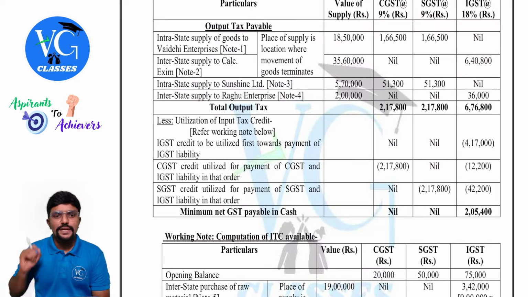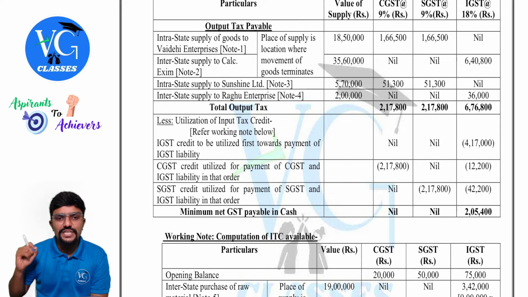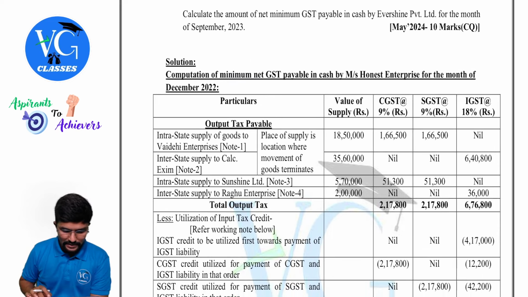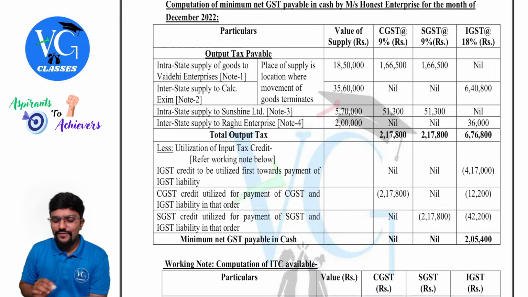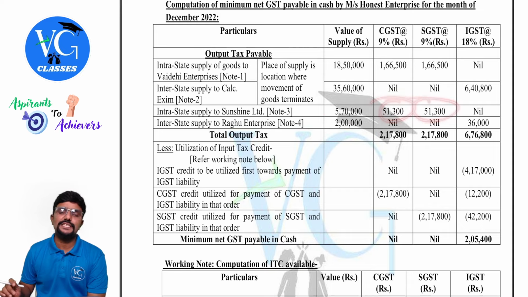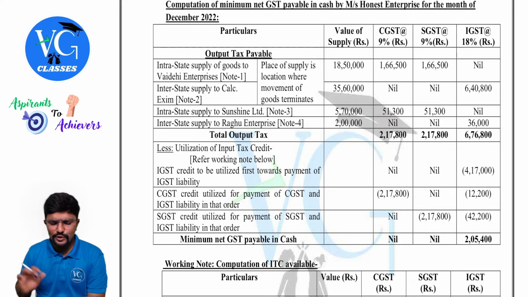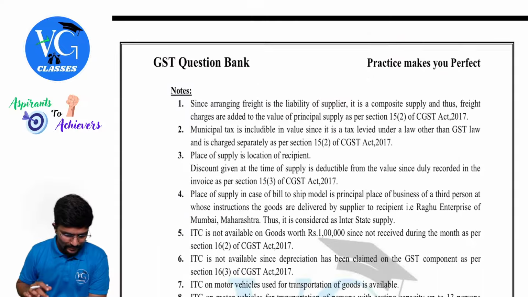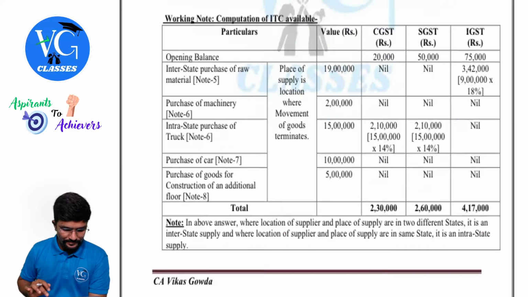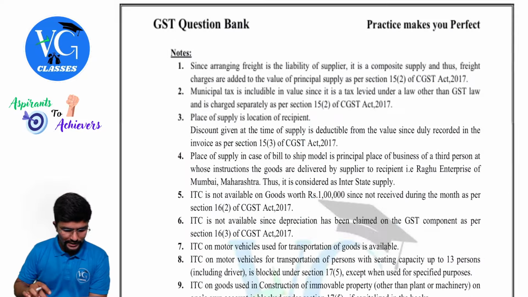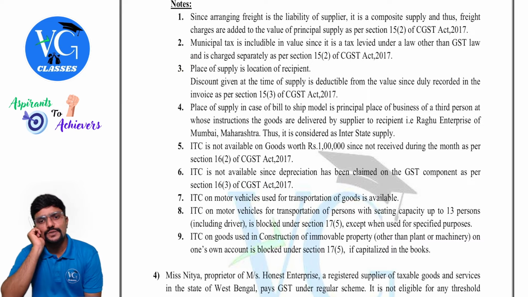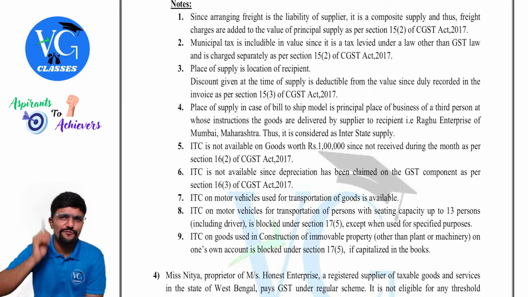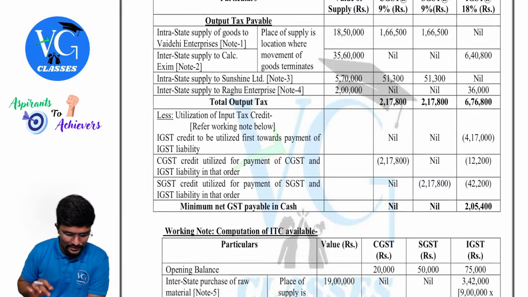Next, intrastate supply to Sunshine Limited. How much? 5,70,000 is the value. CGST 9%, SGST 9%, both 9%, guys. Third note for it. Place of supply is the location of the recipient. Discount given at the time of supply is deductible from the value since it is duly recorded in the invoice. As per section 15 subsection 3, we can reduce it.